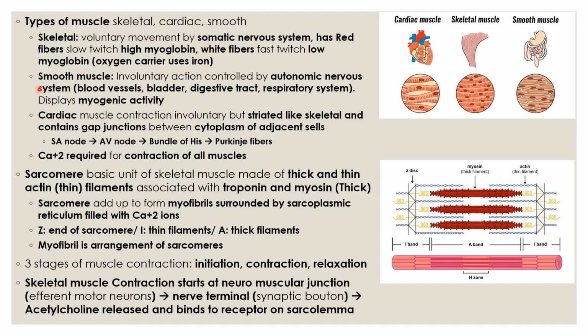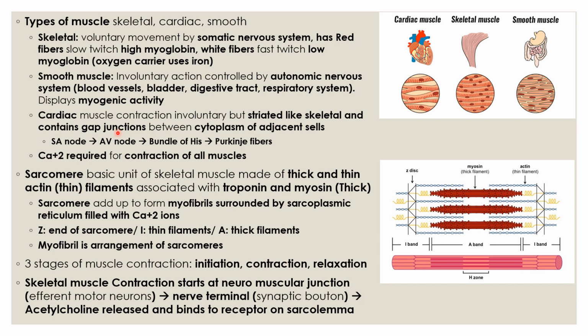Next, you have smooth muscle, and smooth muscle is basically involuntary action controlled by the autonomic nervous system. It's found in blood vessels, bladder, digestive tract, and respiratory system, like the inner walls of your systems. You don't really control these. They happen on their own and they display something called myogenic activity. Myogenic activity is the ability to contract spontaneously and with rhythm without external nerve stimulation.